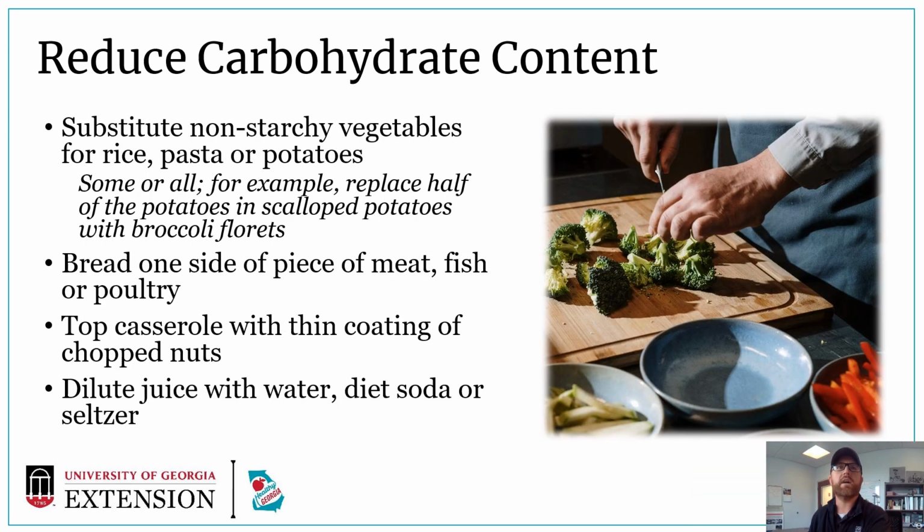Here's a few examples of how to reduce your carbohydrate content. You can substitute non-starchy vegetables for rice, pasta, or potatoes. You can replace some or all, for example, by replacing half of the potatoes in scalloped potatoes with broccoli florets. You can bread one piece of meat, fish, or poultry. You can top casseroles with a thin coating of chopped nuts. And you can dilute juice with water, diet soda, or seltzer.